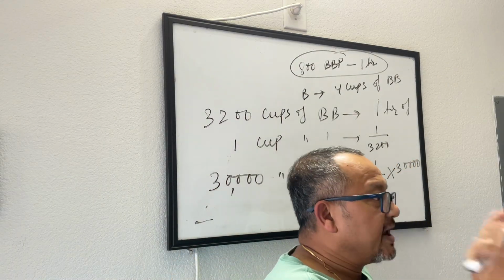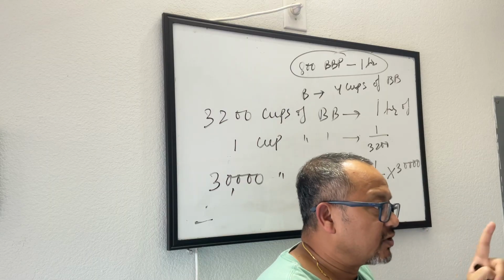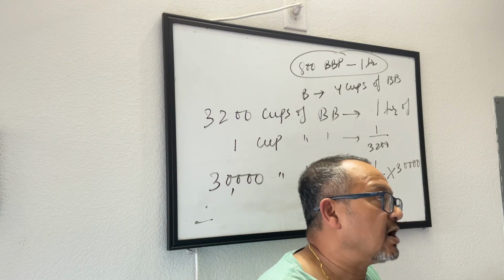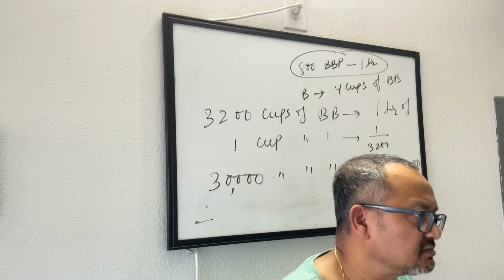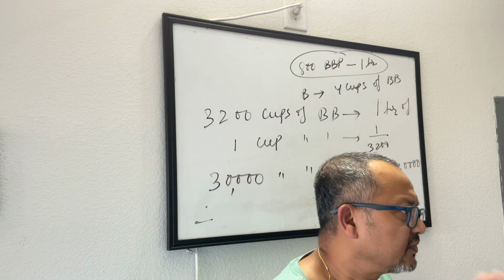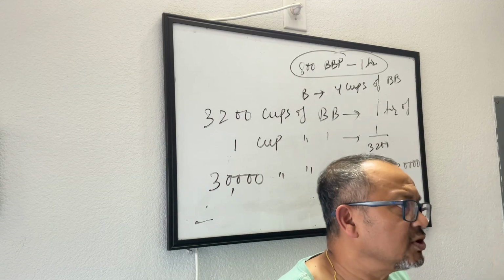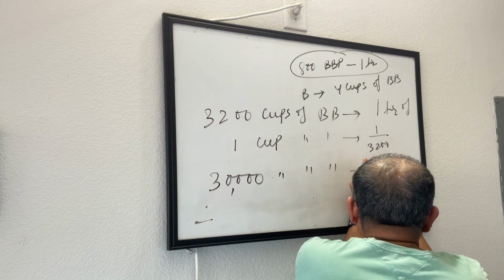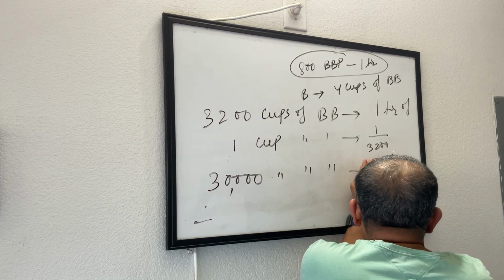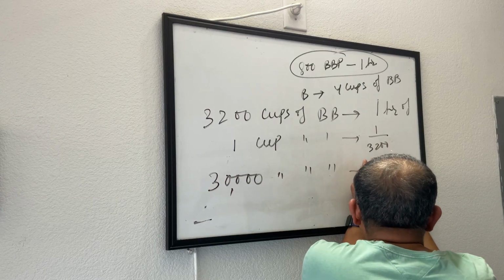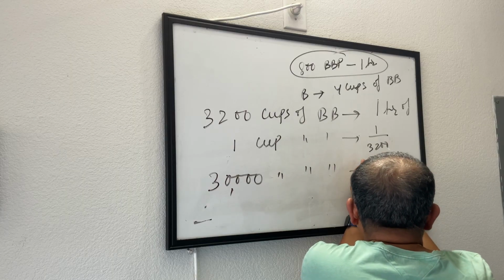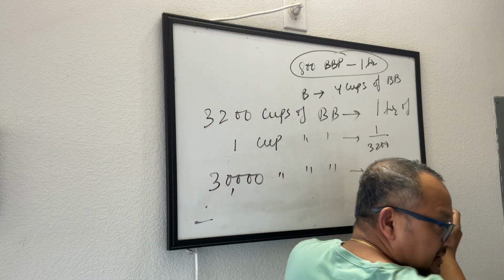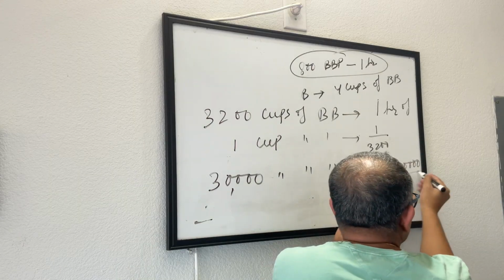If I can read 2 books in 1 hour, how many books can I read in 5 hours? 2 books in 1 hour. In 5 hours I will read 2 into 5. Right? Similarly, 1 cup of blueberry can be baked in this many hours. 2 cups will take it into 2. 5 cups will take this into 5. 10 cups will take this into 10.